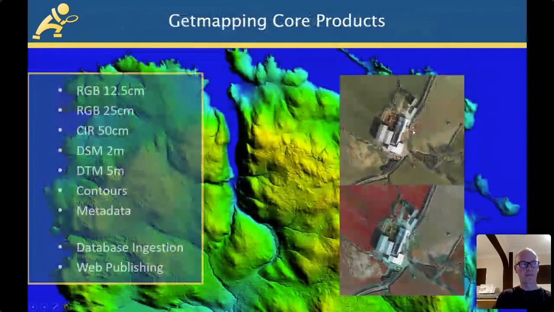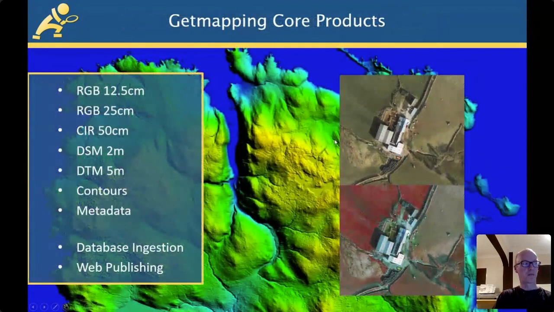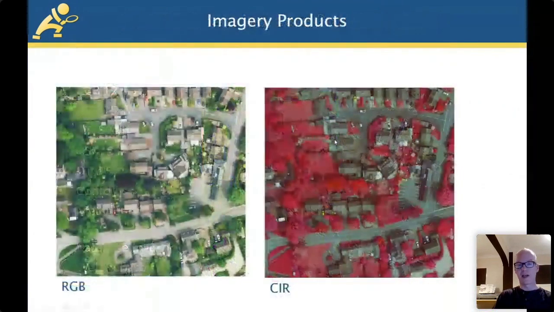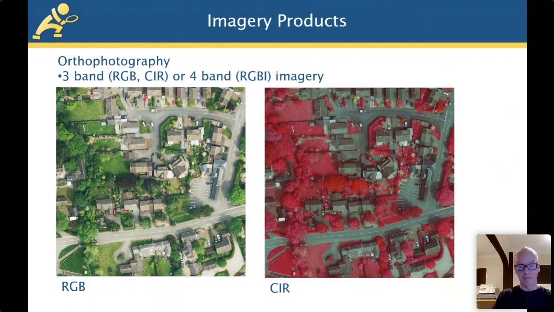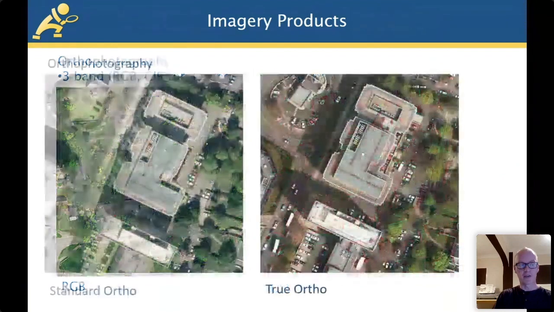So again, going back, we've got our core products. So we've got the ortho photography. And because we're capturing our 4 color bands, red, green, blue, and infrared, the infrared is absolutely synchronous to the red, green, and blue, which is really useful for vegetation analysis, growth analysis. So that's the ortho photography. And we can produce 4 bands as well, because we capture everything and produce everything in 4 bands.